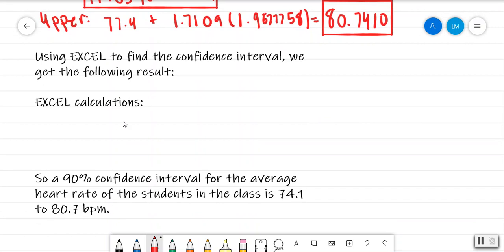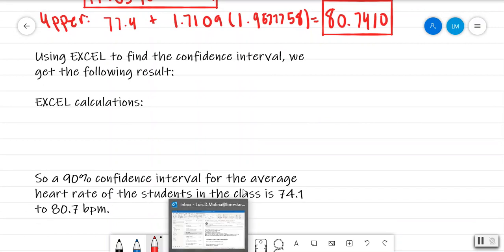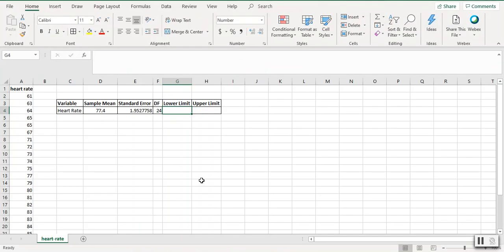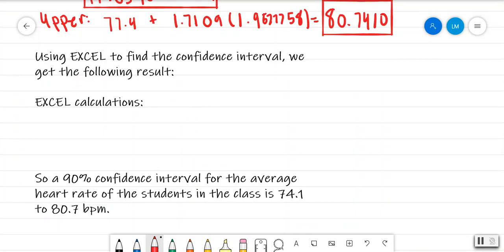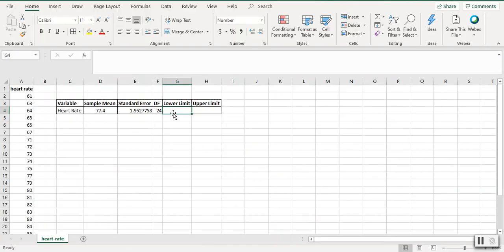If we use Excel, let me go back to Excel. I found the sample mean, I found the standard error, and I wrote down my degrees of freedom. But in order to find the lower limit, we're still going to have to use the inverse t to find the critical value t. In any case, it's 1.7109.